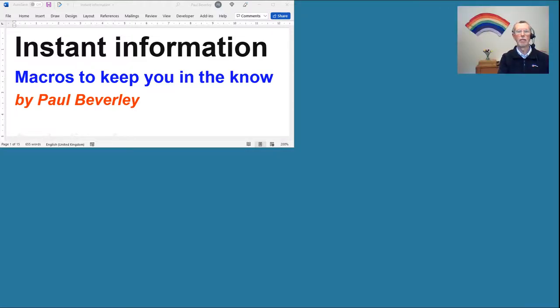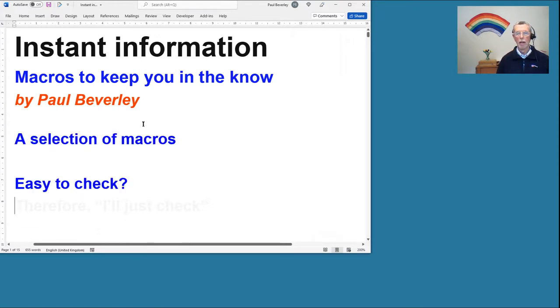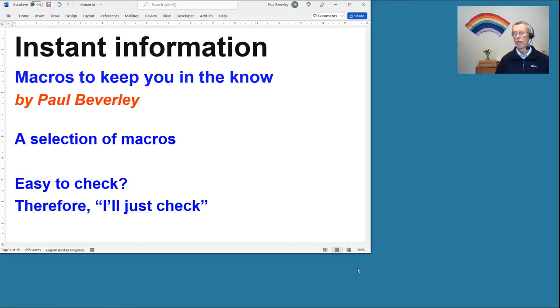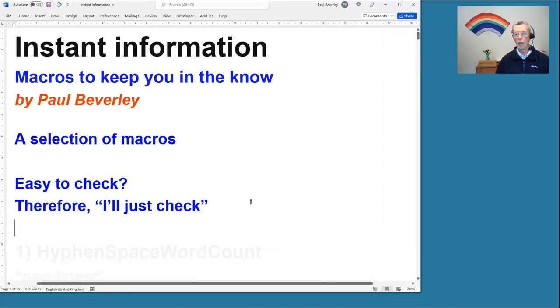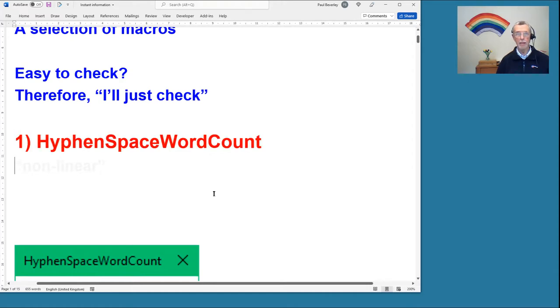We're looking today at a number of different macros that will give you information instantly about whatever it is you're working on. My thesis is that if you have something which is easy to check, then you're much more likely to think, oh, I'll just check such and such, and therefore you can end up doing a better job because you check things that you might not otherwise bother. Okay, so let's get started.